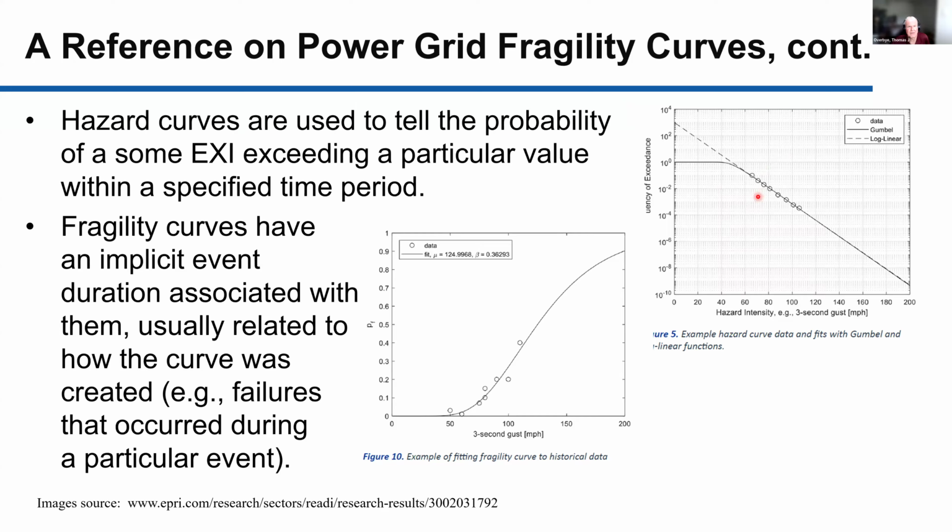If you read the document, they do mention something called a hazard curve. Hazard curves are different from fragility curves. A hazard curve is used to tell the probability of some external event exceeding a particular value within a specified time period. And usually those are plotted on a log scale. So I guess there's some overlap there, but frequency of exceedance, how likely is something to occur? Here, the intensity is a 3-second wind gust. Of course, we always get small wind gusts, but as you get into higher wind gusts, they tend to drop off on the scale shown there. I guess it's a log linear scale.